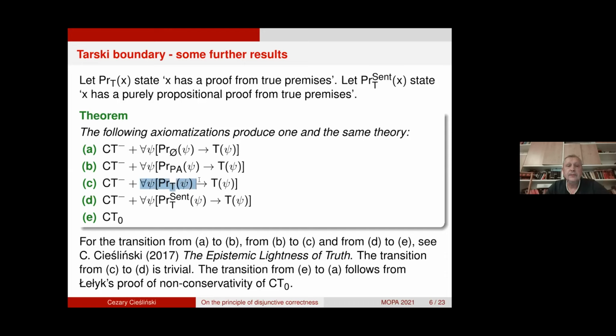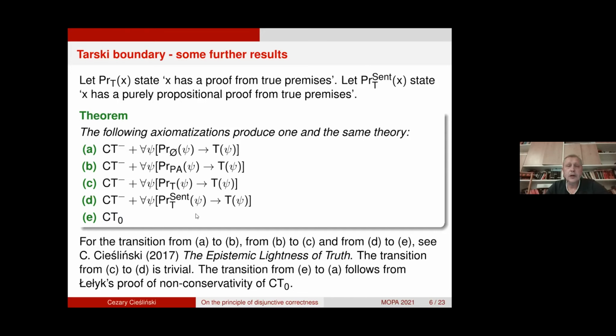The third, truth is closed under first order logic. Whatever is provable from true premises is true. Then the next one, truth is closed under propositional logic. Whatever propositionally follows from true premises is true, and the last one is CT0, delta zero induction. So all of these are axiomatizations of delta zero induction.